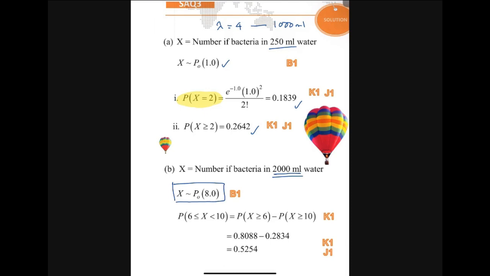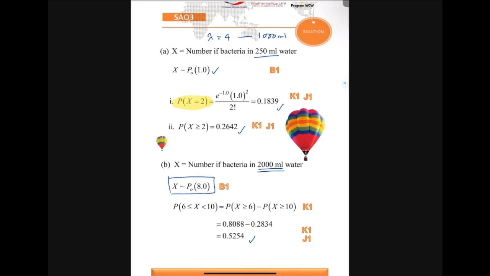So to answer the question just now, from 6 up till 10, but 10 is not included. So we have to use our table, at least 6 minus with at least 10. So straight away read from the table, referring to the correct pages. Okay, for at least 6, we have 0.8088 and at least 10 is 0.2834. So our final answer in this case would be 0.5254. Okay, that's the end for part A.